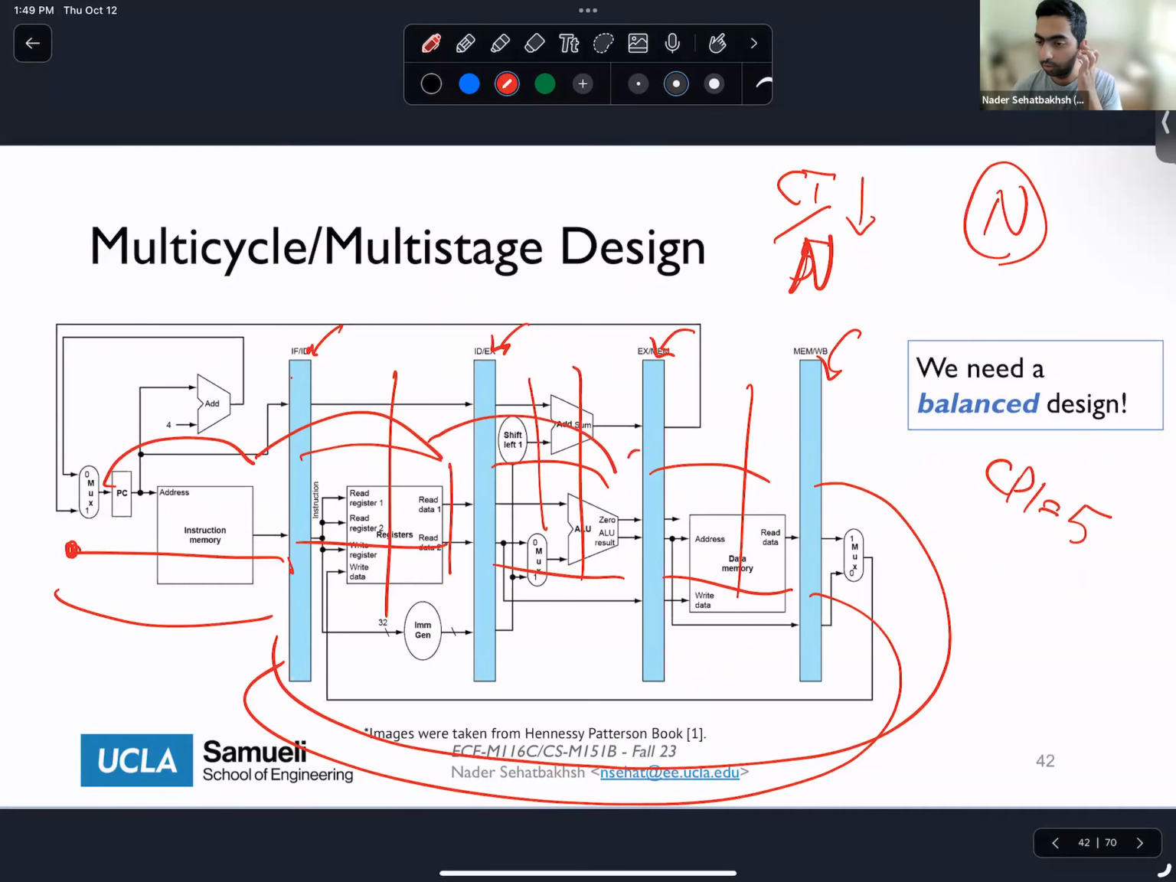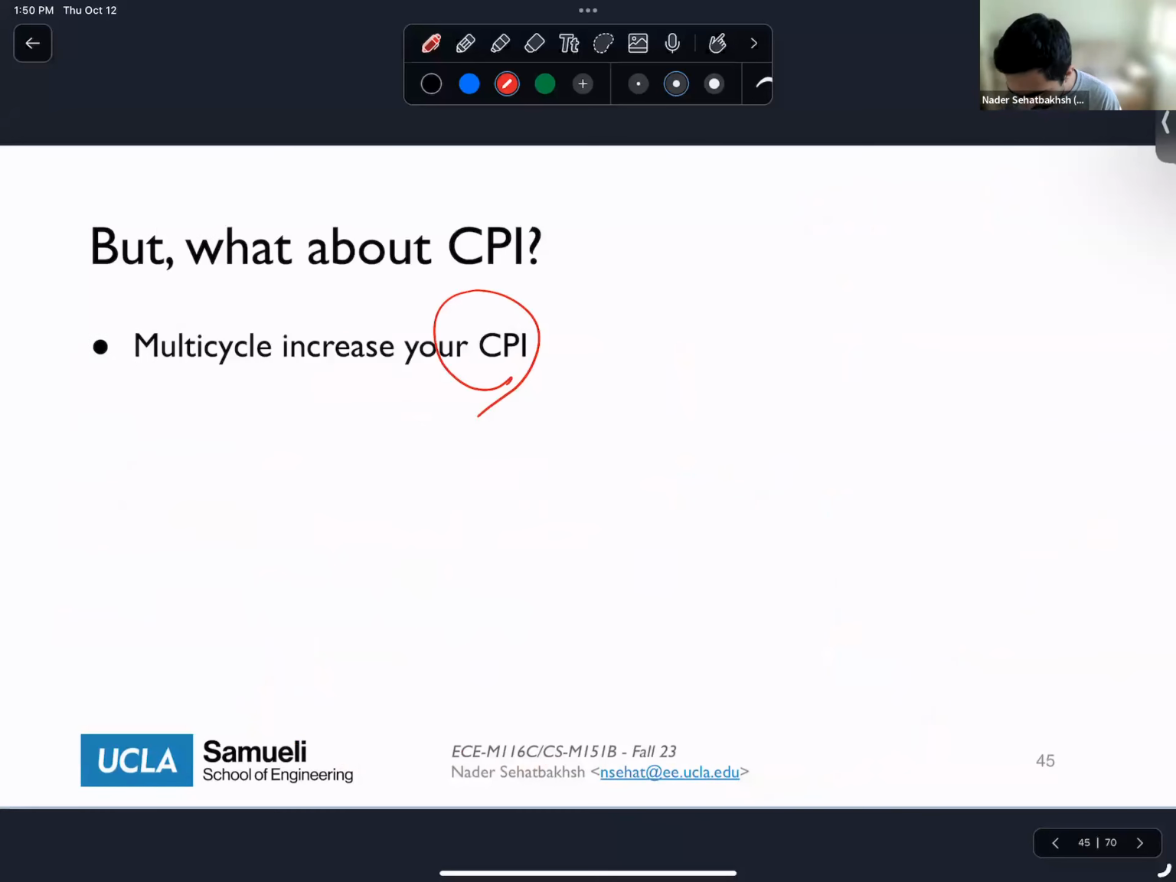The number of cycles per instruction is 5, because it takes 5 cycles for one instruction to finish. My CT is 1/5, but my CPI is 5. And actually, if you look at the CPU time, my CPU time stays the same, because yes, I decrease CT, but I increase CPI, unfortunately, because now it takes 5 cycles to finish this instruction. So my CPU time didn't really change, okay? And that's the problem that we're going to face with pipelining.